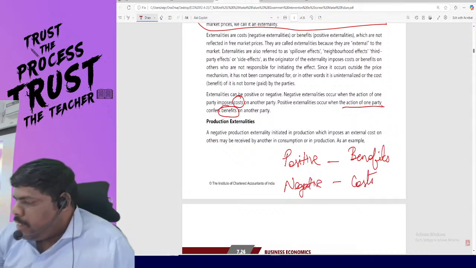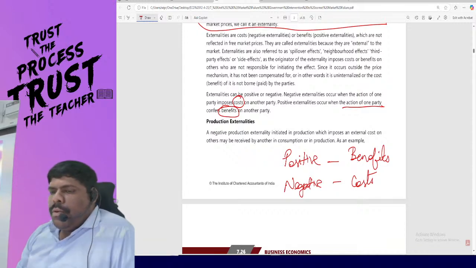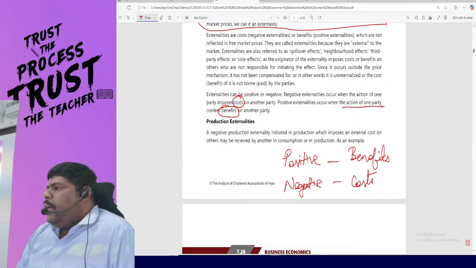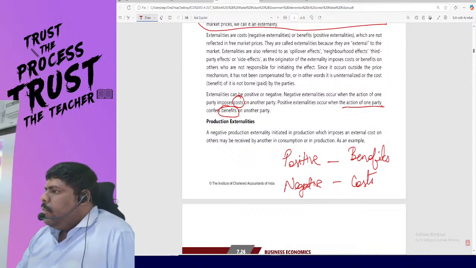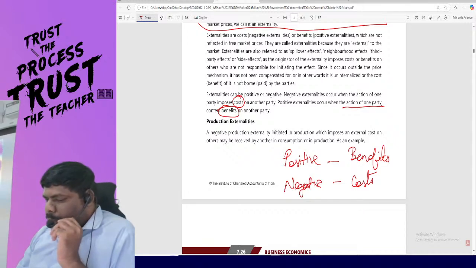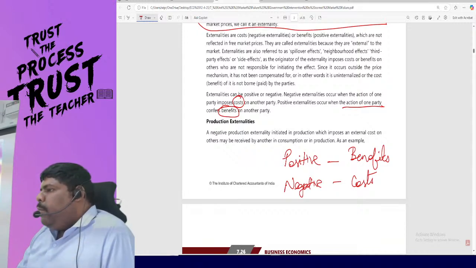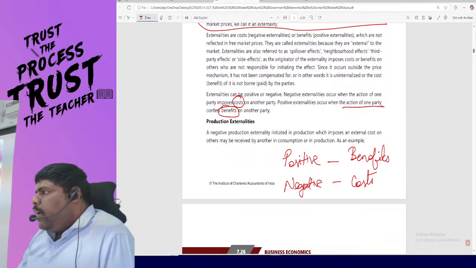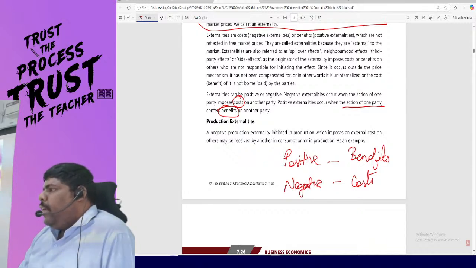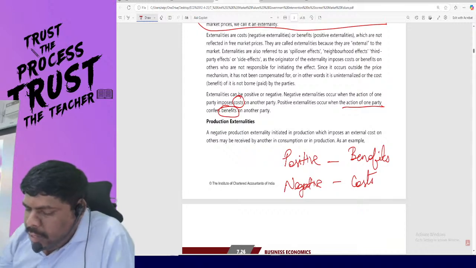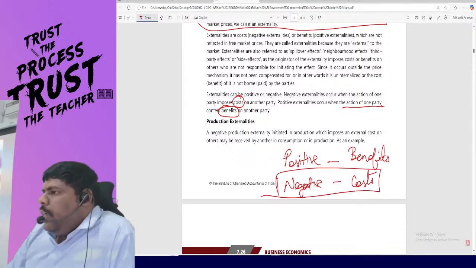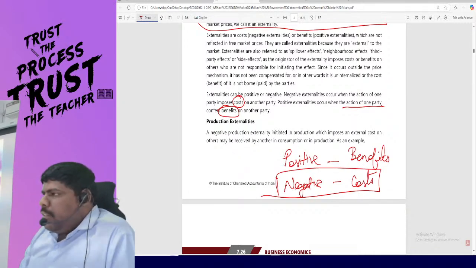Take this example. There is a company which is producing and selling goods. But the waste from those goods is discharged into the nearby river. Now what will happen? Any activity, whether agriculture, irrigation or water source, that depends on that river will be affected. So that gives a cost. That is negative externality. Positive externality is very simple.